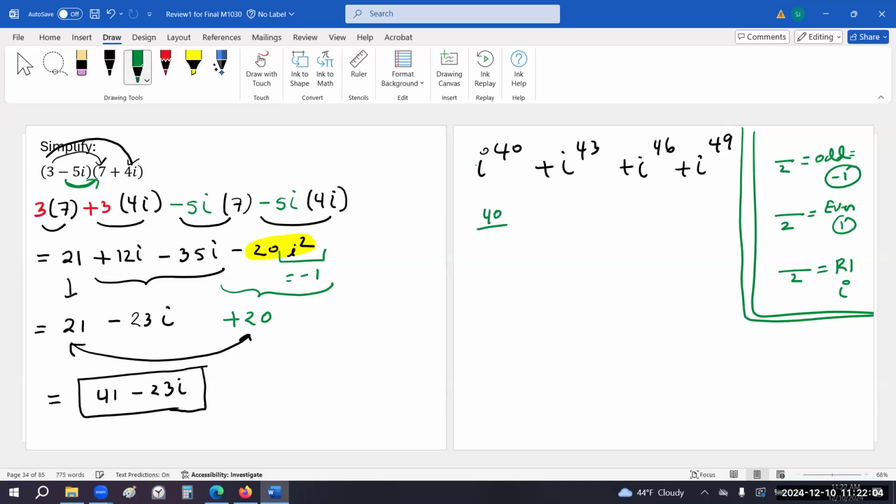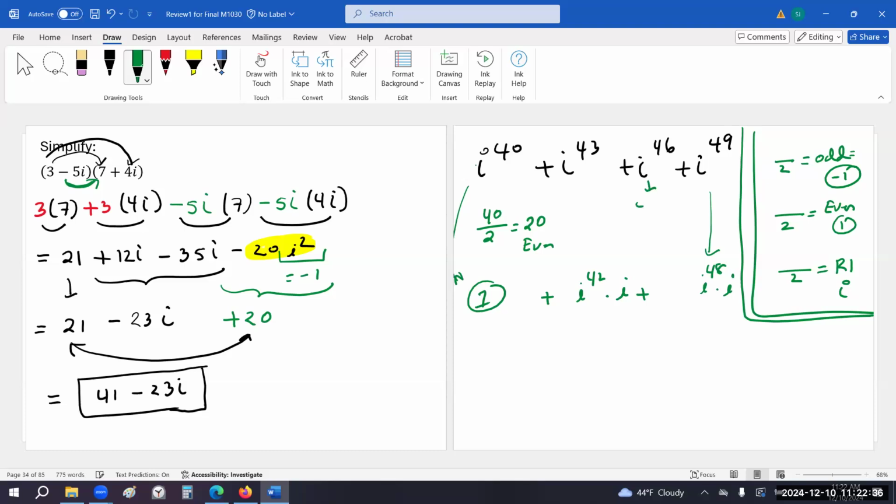So 40 divided by 2, what do we have? 20, right? It's even. So our answer will be 1 for this one. i to the 43, it's an odd power, so you have to split into 2 pieces: i to the 42 and i. Same thing, i to the 49 is odd, so i to the 48 and i.